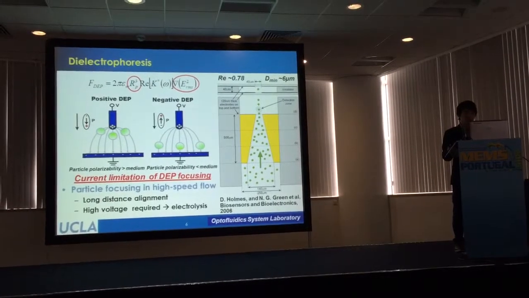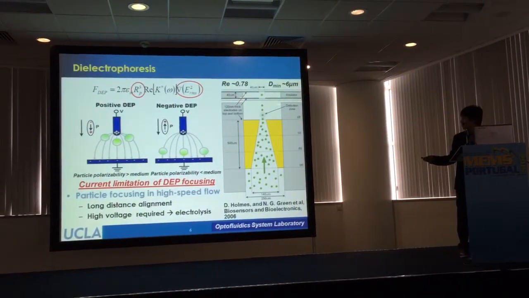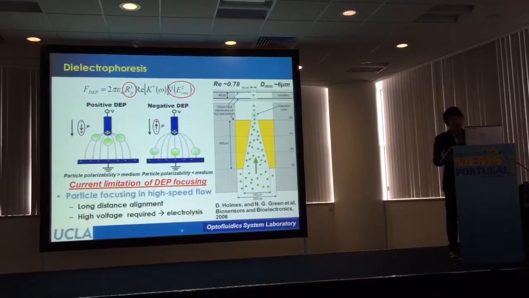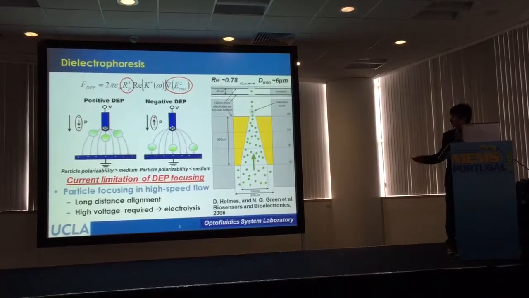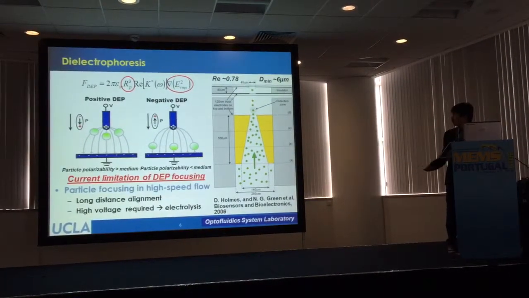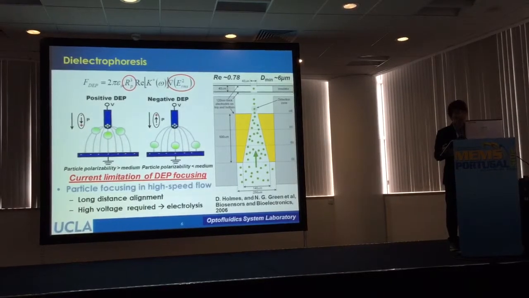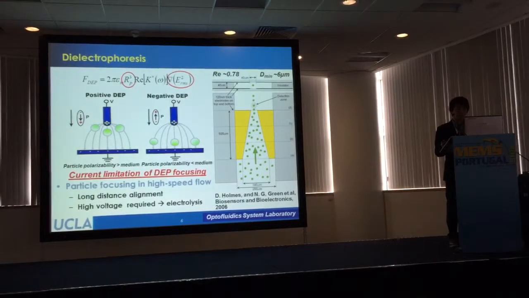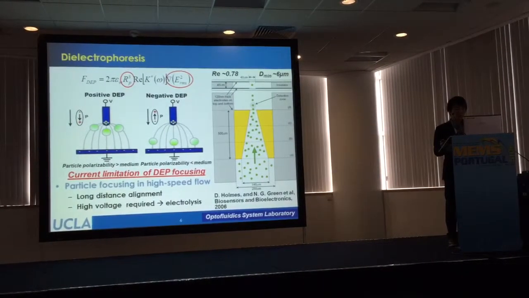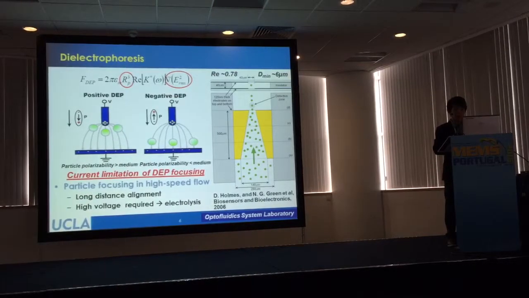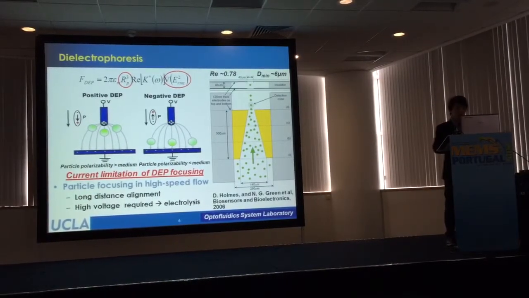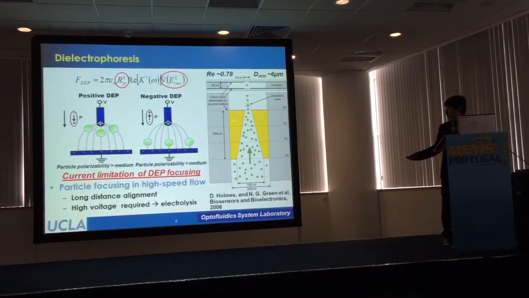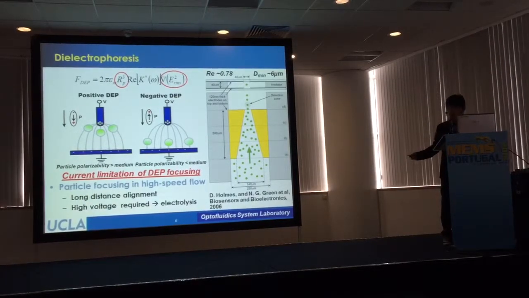By using DEP, people have already demonstrated, by sandwiching an open insulation layer, aligned between two conductive substrates, that particles can be very well focused into a single stream. However, when running in high-speed flow, an extremely long interaction distance will be required for a reasonable applied voltage value, which is challenging for fabrication requiring long-distance alignment. In addition, the high voltage required for small particle manipulation may induce electrolysis, which will generate a bubble at the edge of the electrode and block your flow in the microchannel.